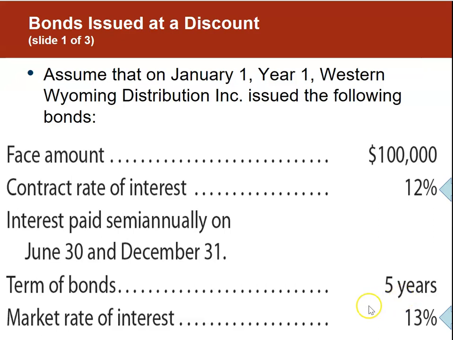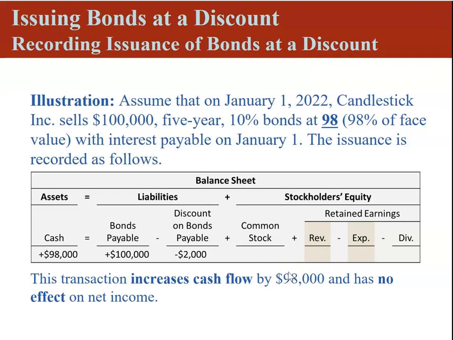So we need to recognize right away, if we're the company trying to sell this bond, we're paying less on the bonds than what an investor can get on the open market. So how do we make that up to them? Let's look at one more example here, and then we'll come back to that.